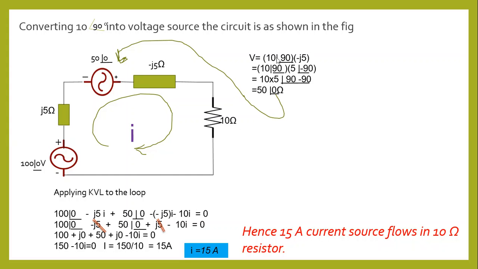If one is in a polar form and the other is in a rectangular form, we can't directly resolve this. Hence, minus j5 we will convert to a polar form, so we get 5 at an angle minus 90. 10 into 5, magnitudes we multiply, whereas angles we add. 10 into 5 and 90 minus 90, which is nothing but 50 at an angle 0, we got here. It's a very easy step actually.